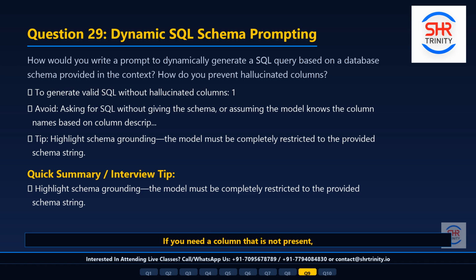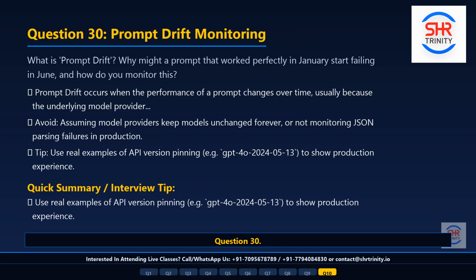3. I provide examples of translating questions into SQL queries using those tables. 4. I instruct the model to use simple joins and explain its query selection. Question 30. What is prompt drift? Why might a prompt that worked perfectly in January start failing in June, and how do you monitor this?